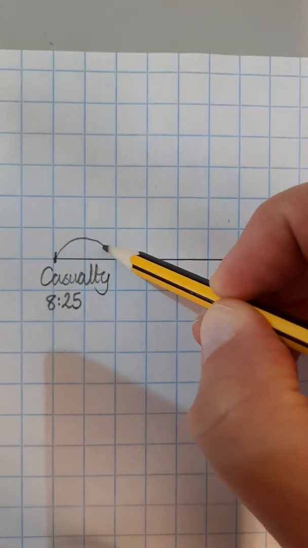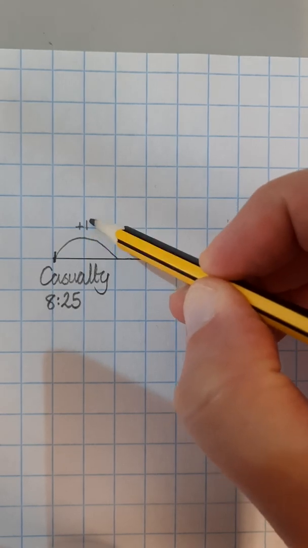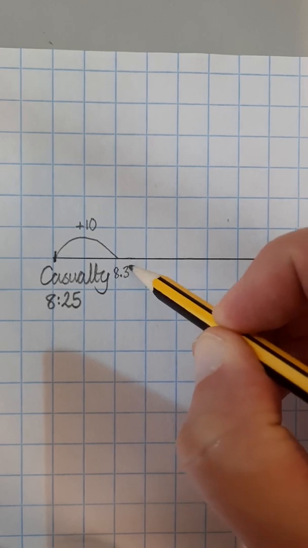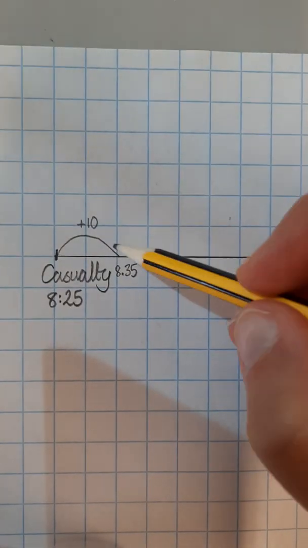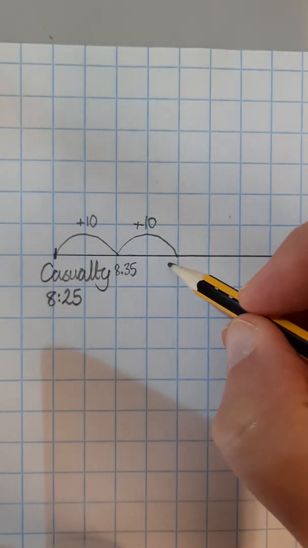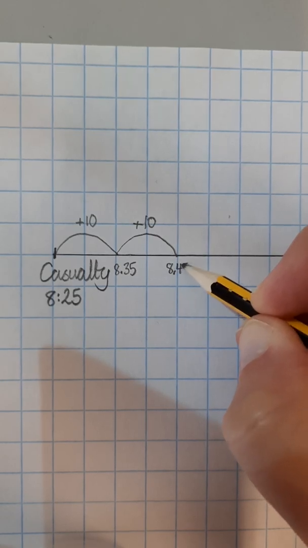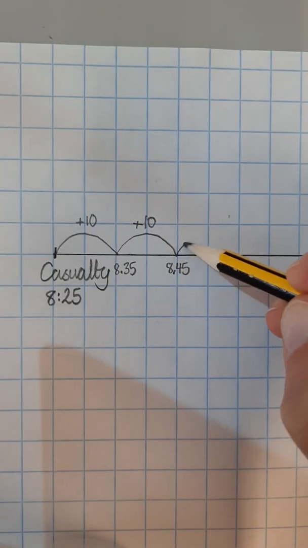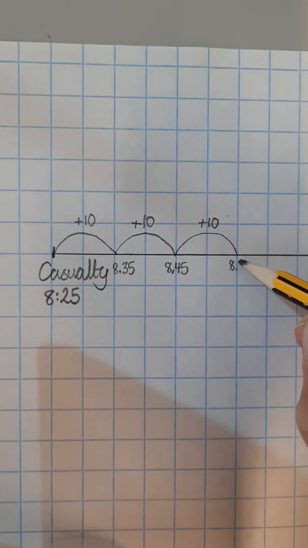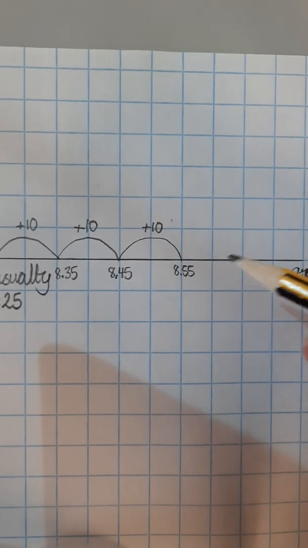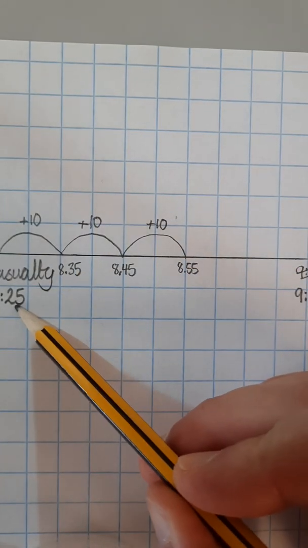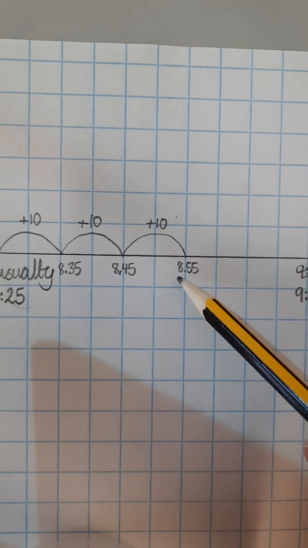So my first step I'm going to take, that's going to be plus 10 minutes. And that gives me a new time of 8:35. Well, I've still got a little way to go, so I'm going to go another 10 minutes, just small steps, and that will give me 8:45. Then I'm going to go another small jump of another 10 minutes, and that will give me 8:55. Now at the moment, I've travelled 3 jumps of 10, that's 30, and I'm now at 8:55.